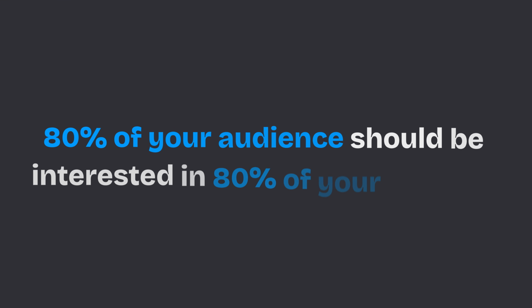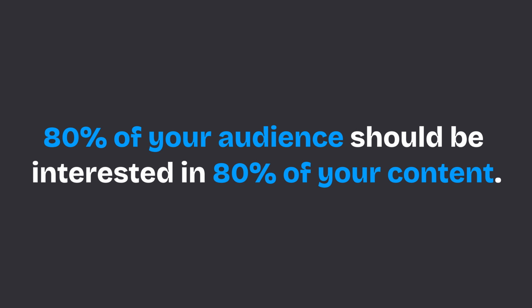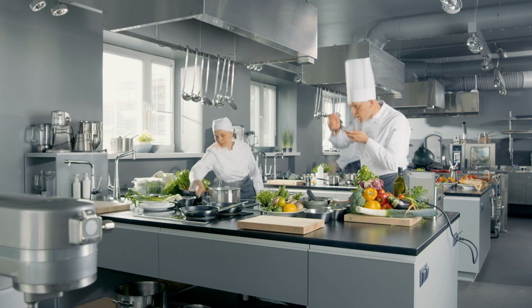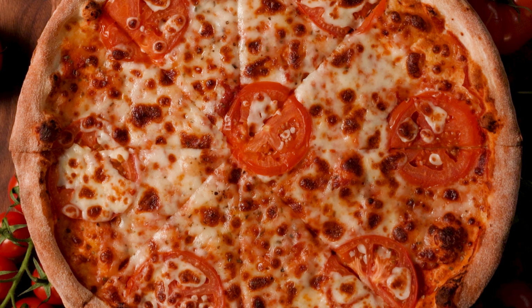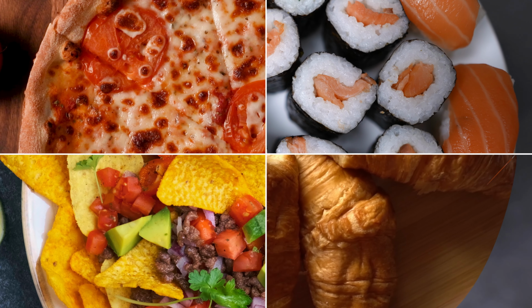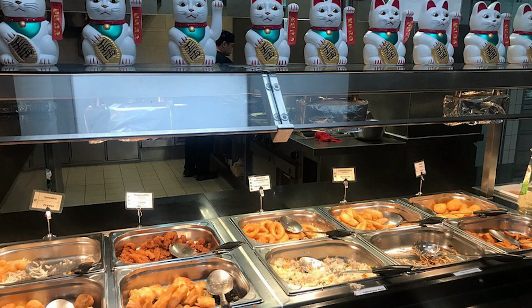Now, before you brainstorm, you need a constraint. Otherwise, you'll generate 100 ideas that pull in completely different directions. Now, the constraint is this. 80% of your audience should be interested in 80% of your content. Think of it like a restaurant. Restaurants typically serve a focused cuisine and a focused menu to a specific customer. They don't try to be Italian, Japanese, French, and Mexican all at once, unless you're maybe at one of these all-you-can-eat world buffets.